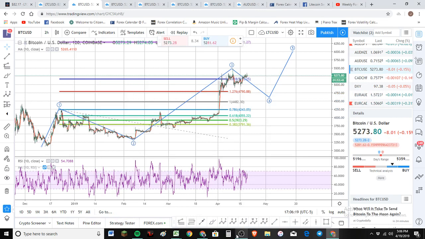I am doing another Bitcoin update for you. Bitcoin technical analysis along with Litecoin. We're going to look at the Elliott wave counts. I am an Elliott wave trader. That means I use Elliott waves to interpret the market.